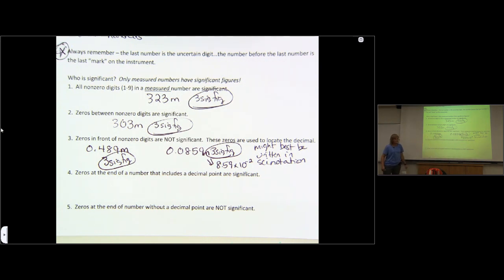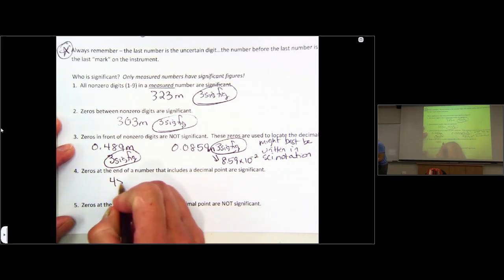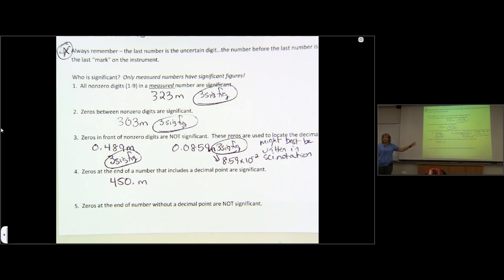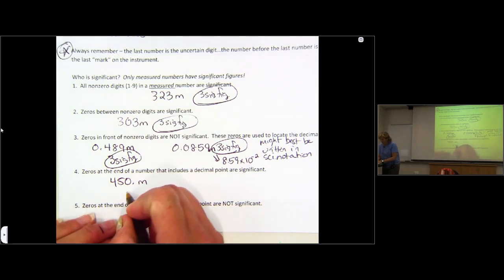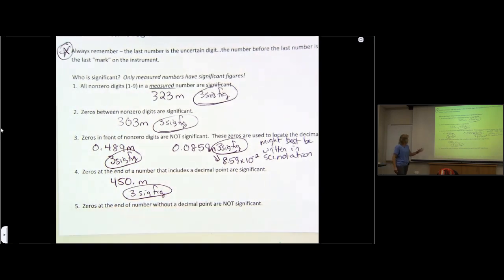Let's look at the next 2 examples. Zeros at the end of a number that includes a decimal point are significant. We've seen this example earlier. 450. meters. How many significant digits are there? Go ahead. 3 significant figures. Is this a significant digit? Yes. How is this instrument calibrated? Tens, and you guessed that? Ones. That is the uncertain digit.